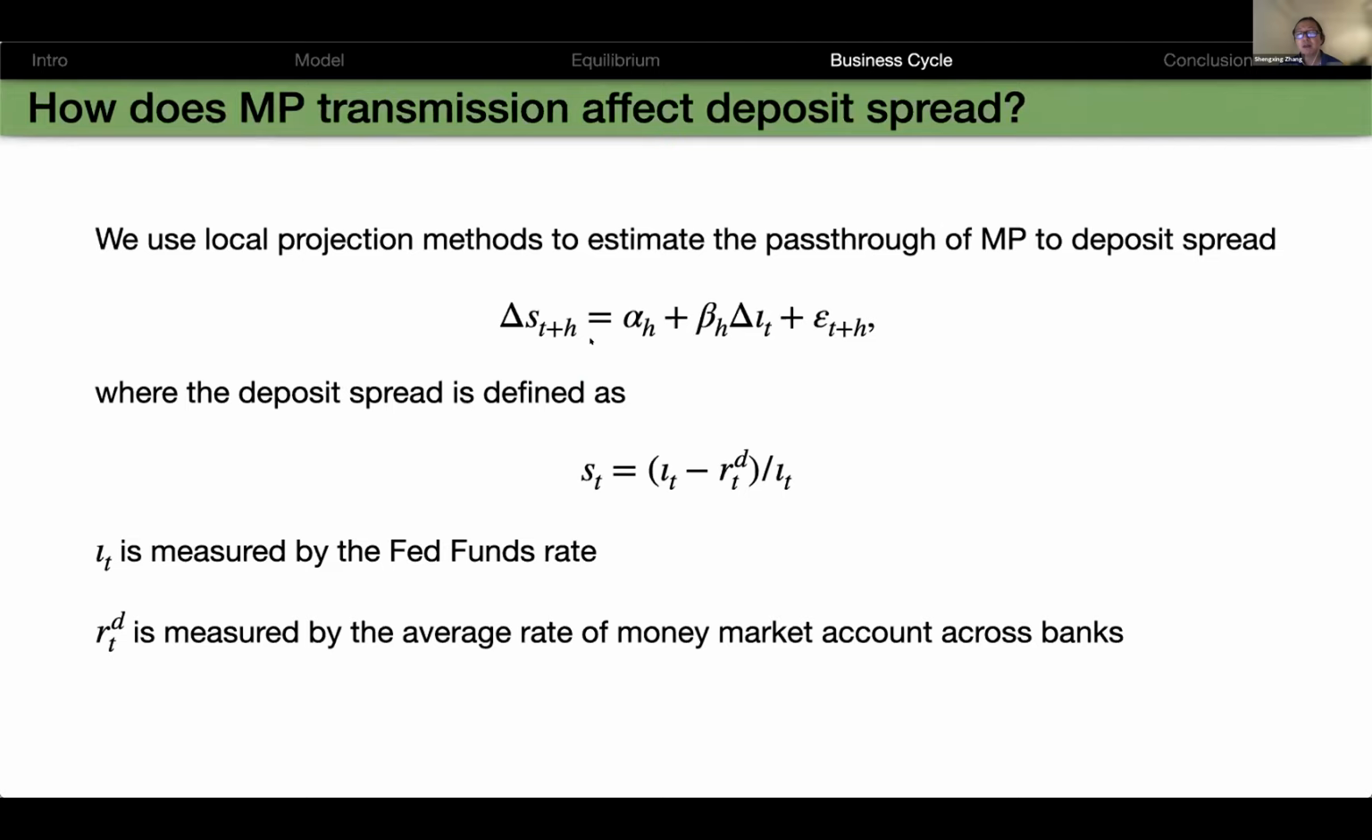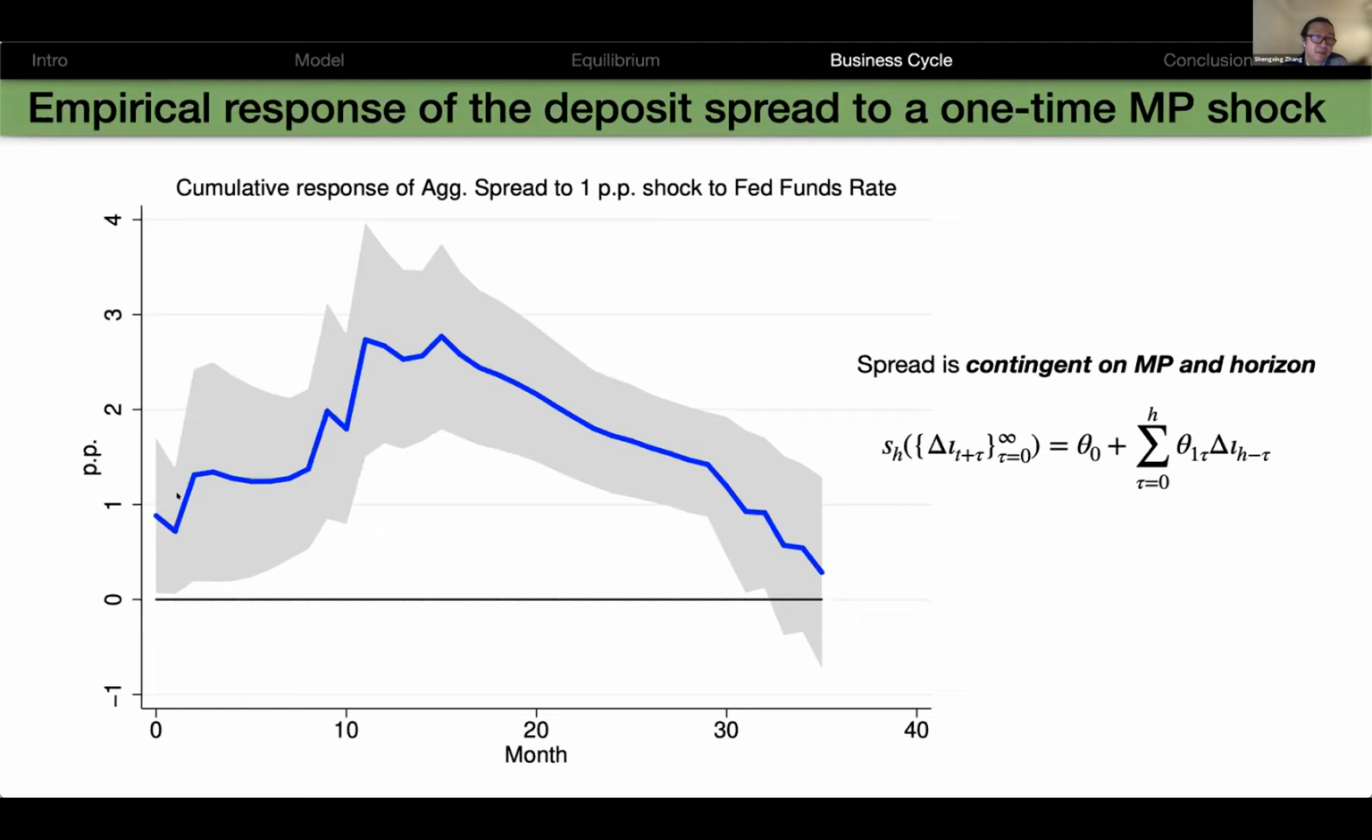So what we do is we empirically investigate whether this market power measure, the deposit spread, responds to monetary policy. And by doing that, we use a local projection method. We compute the aggregate deposit spread, and then we run the local projection regression, regressing each period ahead deposit spread change on changes in policy rate at the monthly frequency. And what we found is that the deposit spread does respond to monetary policy. On impact, a 1% increase in policy rate leads to a 1% increase in this spread measure, or the market power of the bank.